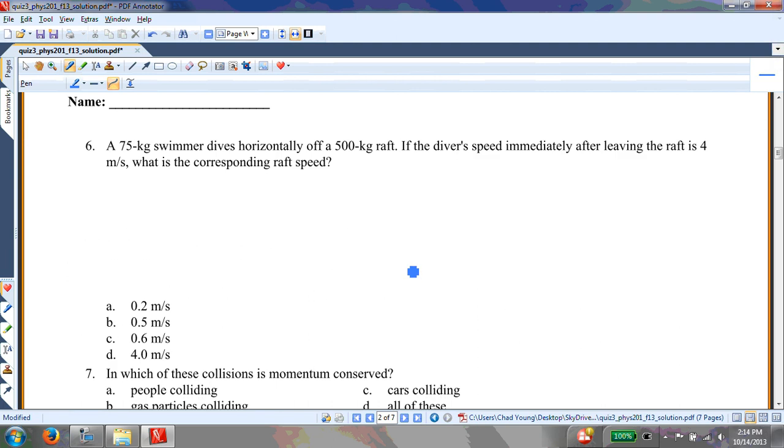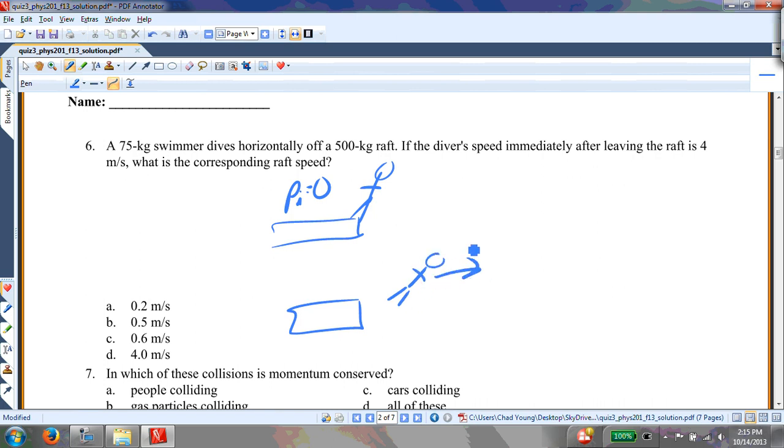A 75 kilogram diver swims off a 500 kilogram raft. Diver speed immediately after leaving is 4 meters per second. What is the corresponding raft speed? So again, a simple conservation of momentum problem. Initially, the momentum equals 0, the diver jumps off with a certain velocity, 4 meters per second. So I want to know the velocity of the raft here.